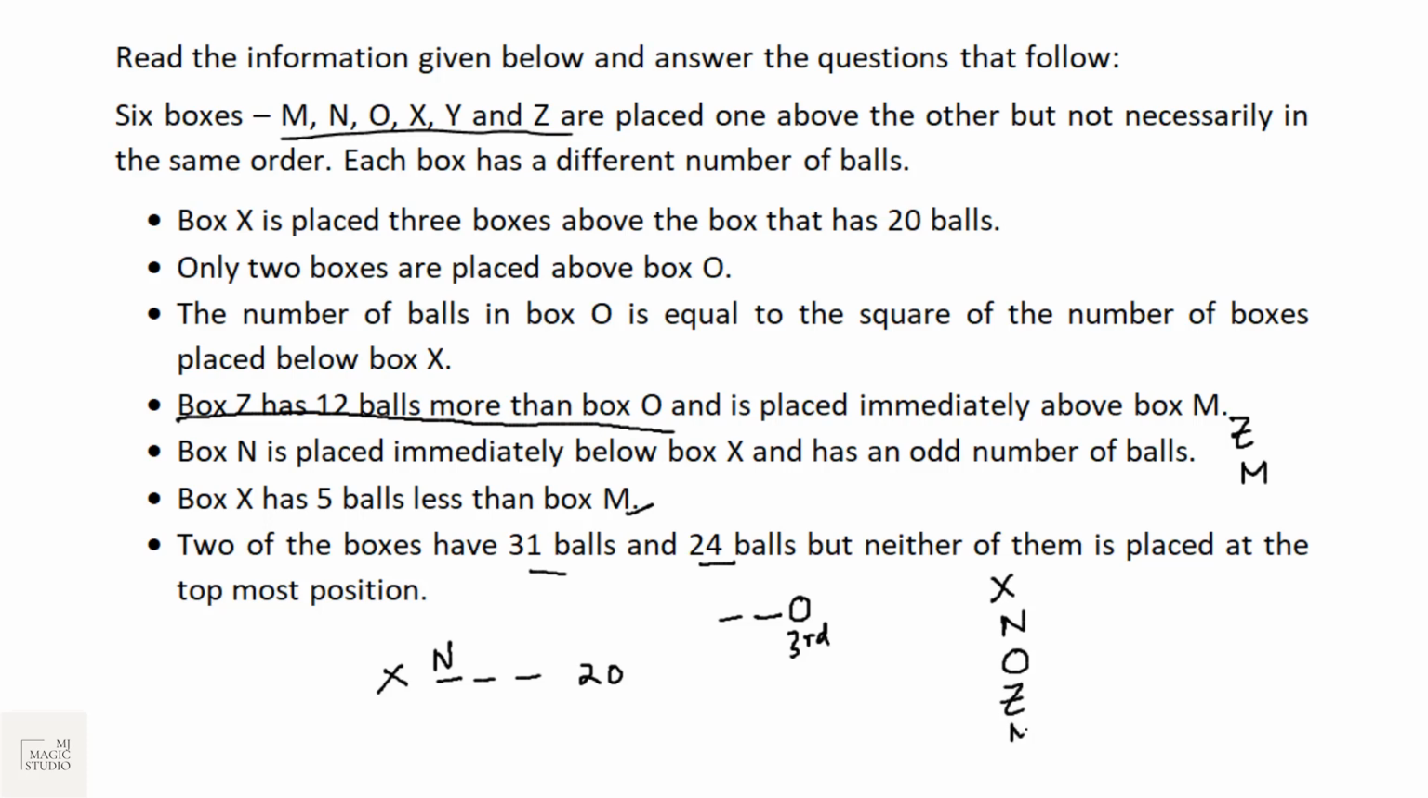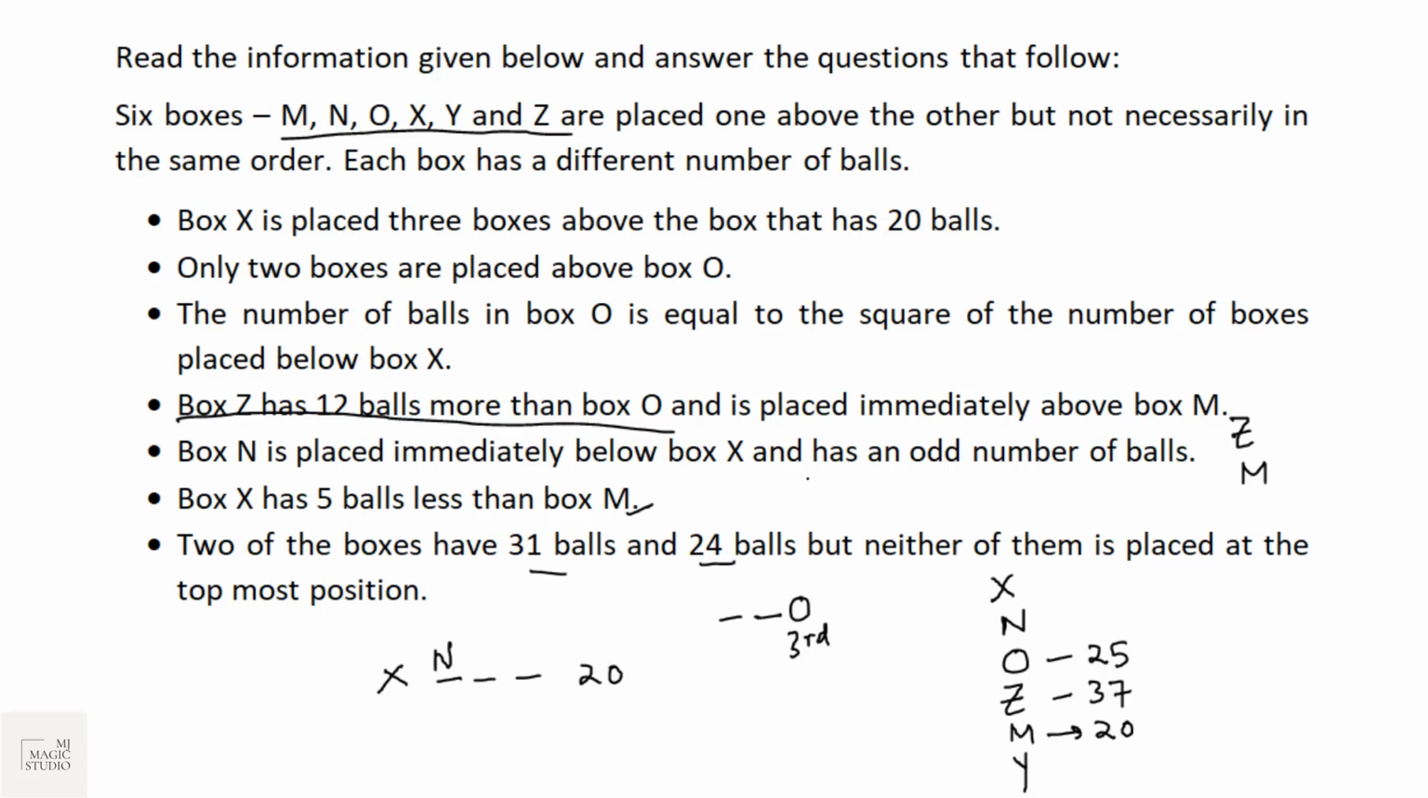Then would be Z, M, Y. Let me put the number of balls now. M is 20. The number of balls in O is the square of the number of boxes below X. We have got 1, 2, 3, 4, 5. That means O is 5 squared, 25. Z is 12 more, that is 37.